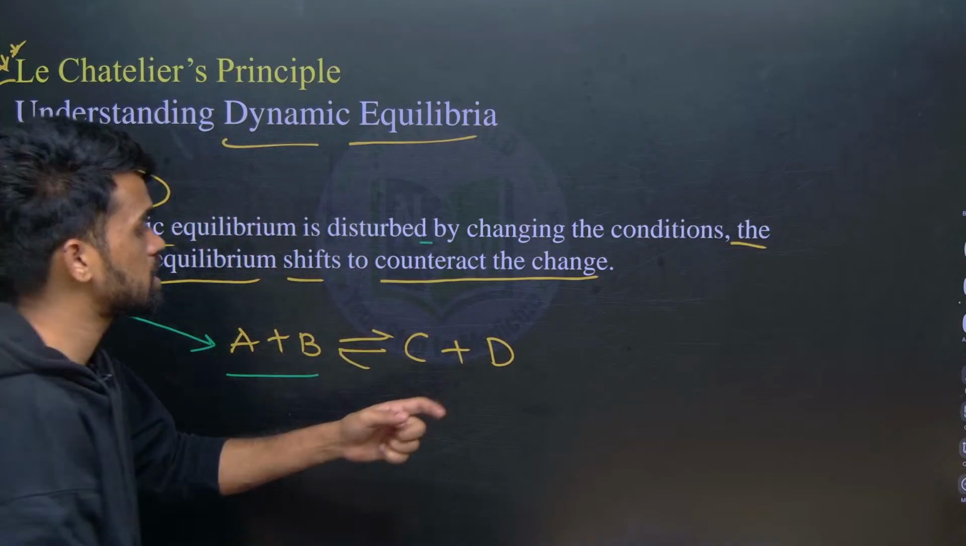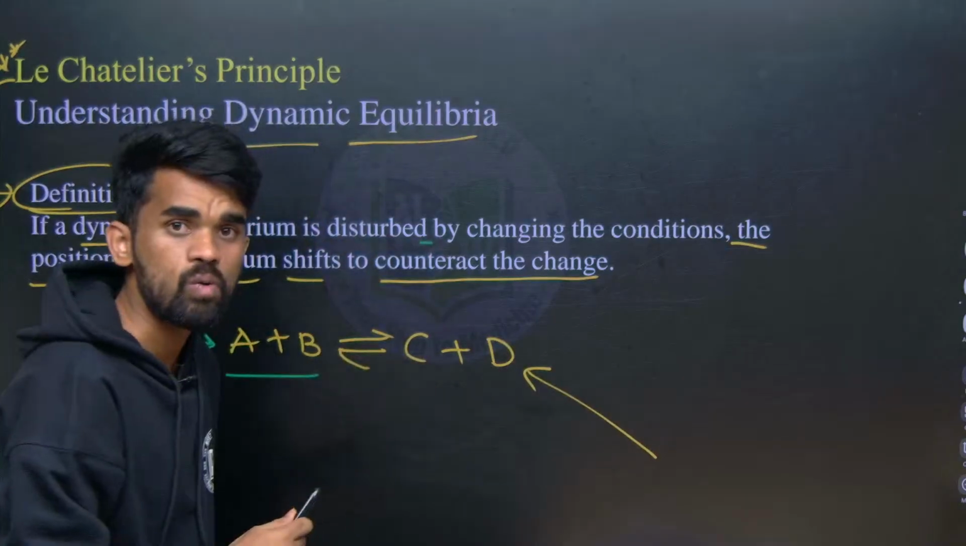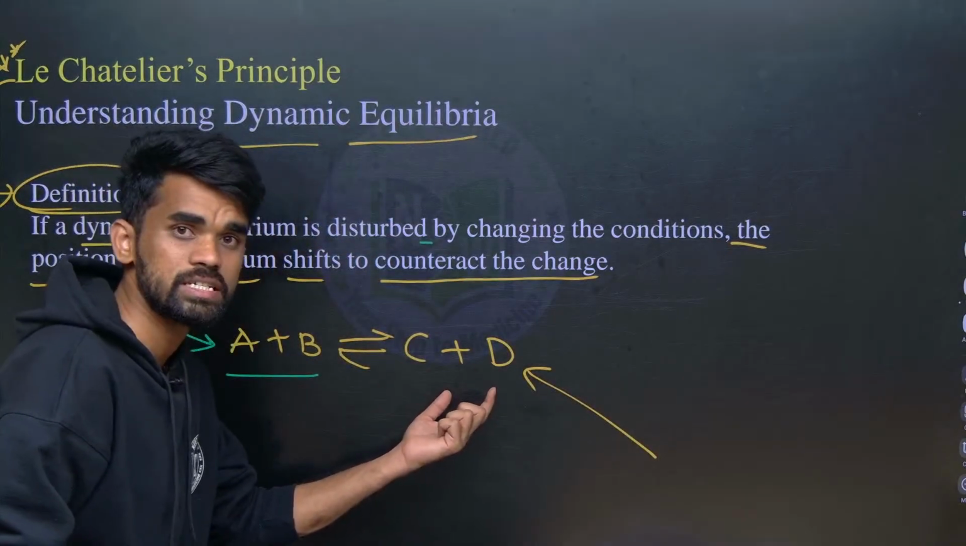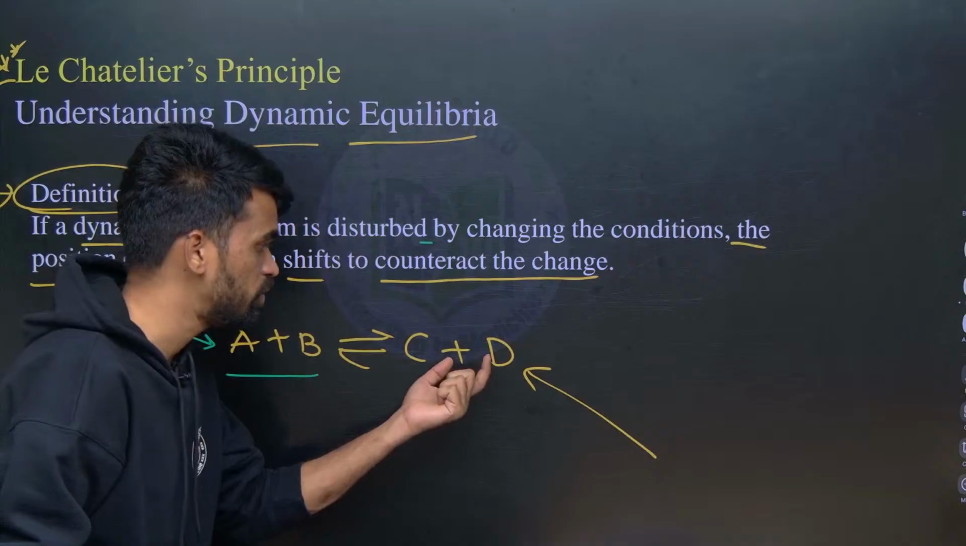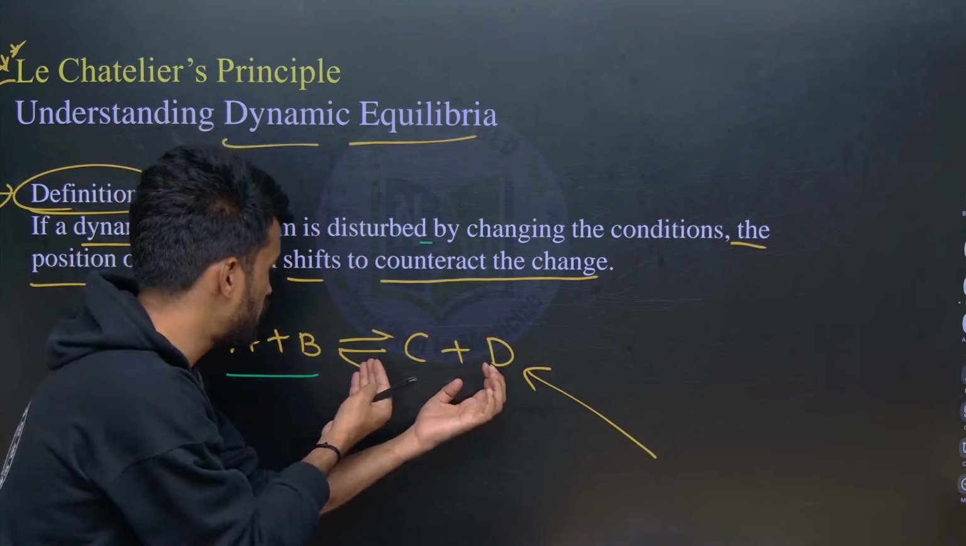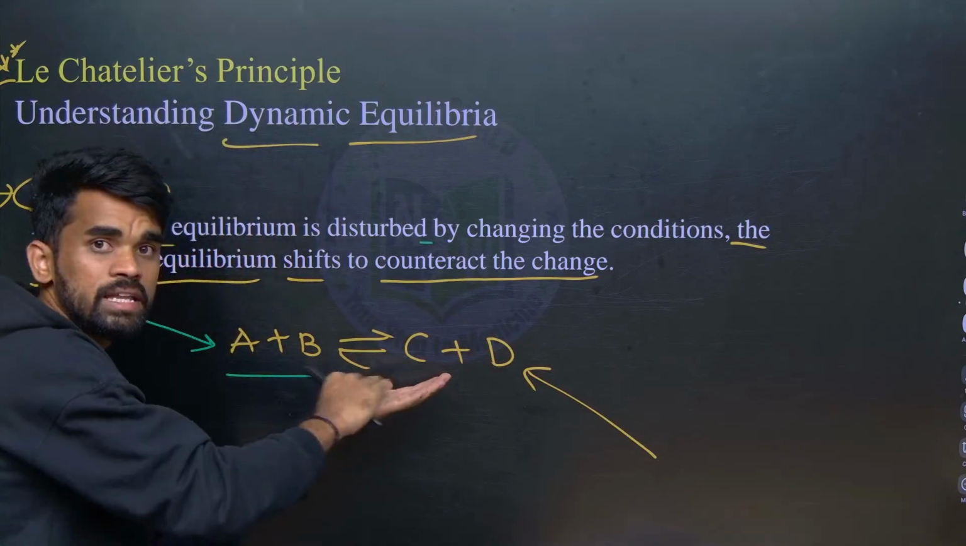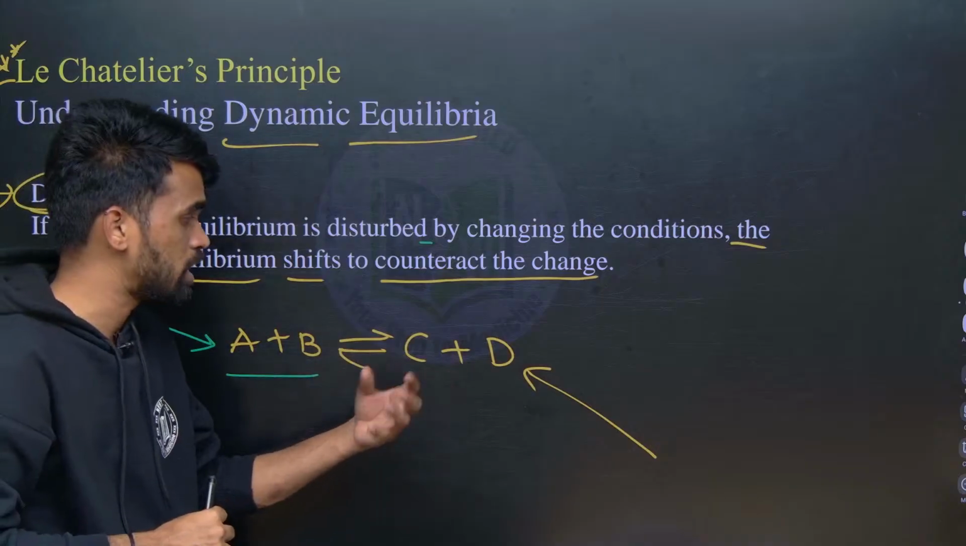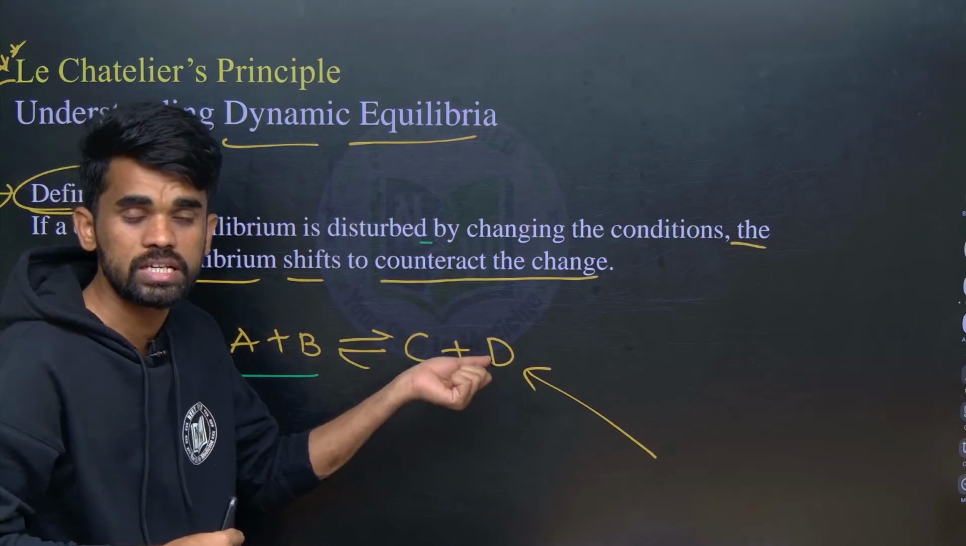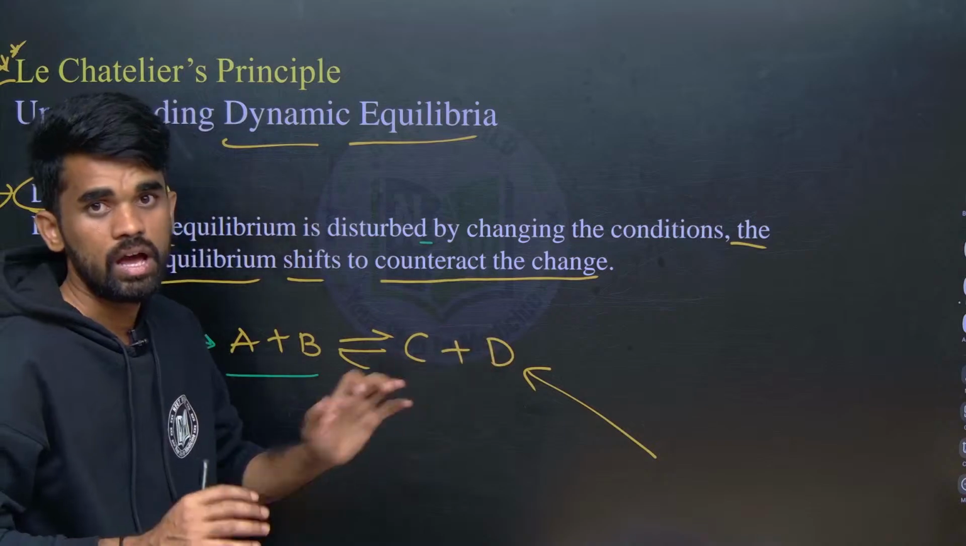If the concentration of products is increased, now what happens? This side, the concentration of product, is disturbed. If it is increased on this side, the equilibrium will shift to the other side. Therefore, that will nullify whatever extra concentration you have added here. I hope it is clear.